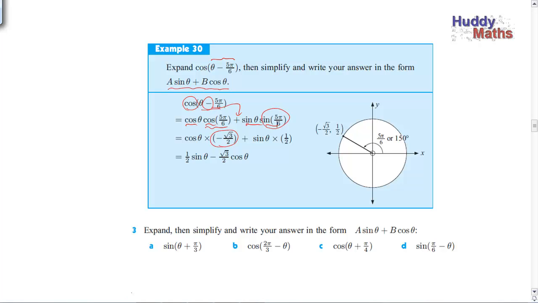Sine of 5 pi on 6. Working angle, pi on 6. Sine of pi on 6 is a half. Second quadrant, still positive, a half. So you now have it in the form required. And you can go back to the unit circle to determine those things as we did in earlier work. Okay, now we have it in the form A sine theta, and B would be negative root 3 on 2 because they've said plus B. So we've got a B here of negative root 3 on 2 cos theta.